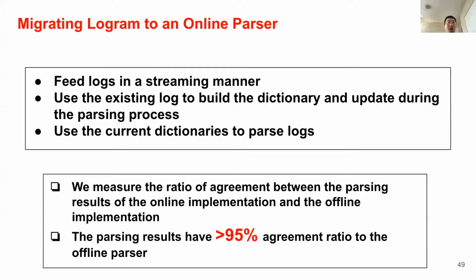We also migrate Logram to an online parser. The online parser feeds logs in a streaming manner, and it will use the existing logs to build the dictionary and update it during the parsing process. We will use the current dictionaries to parse logs. And the parsing results have over 95% agreement ratio with the offline parser.